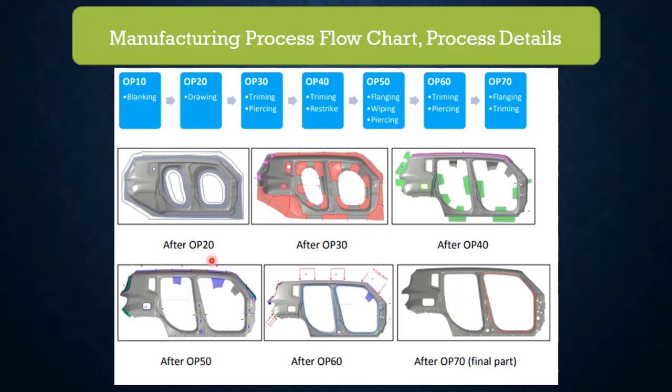And you can see the process detail blank here. The outline is the blank shape, and the draw shell is given in OP20. In OP30 you can see the trimming, which portions are trimmed in OP30, and then in OP40 the green colors are trimmed. Then in OP50 you can see there are a few trims and a flange happening here, and in OP60 you can see the restrike and trimming, cam piercing operations, and OP70 is the finished panel. So this is the sample for the process flow chart and process details.